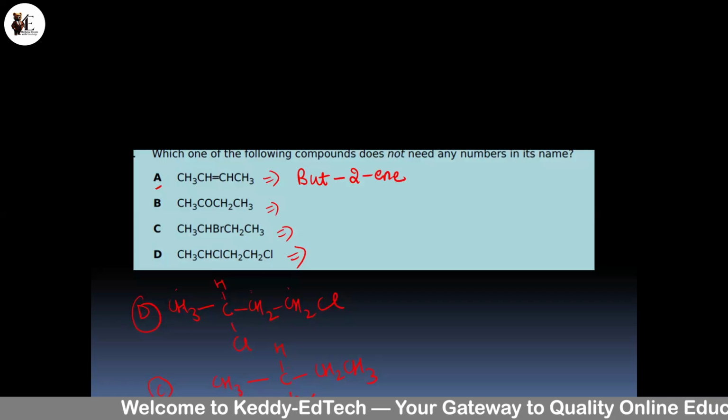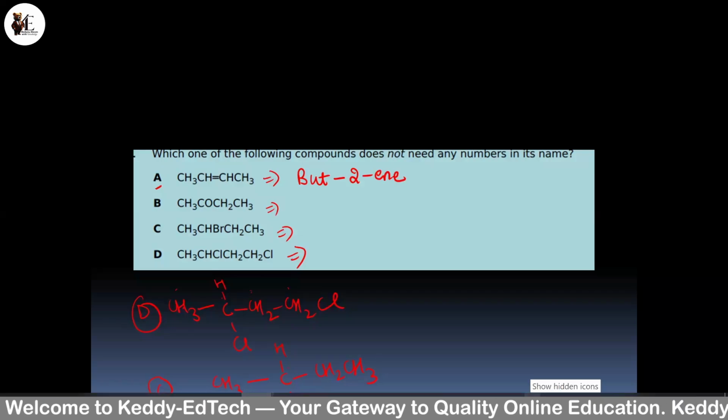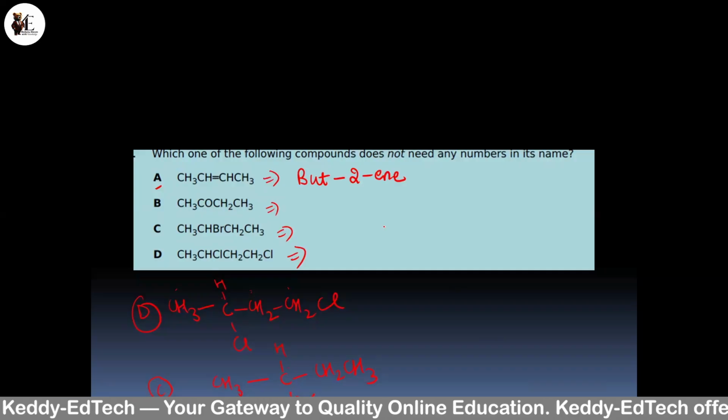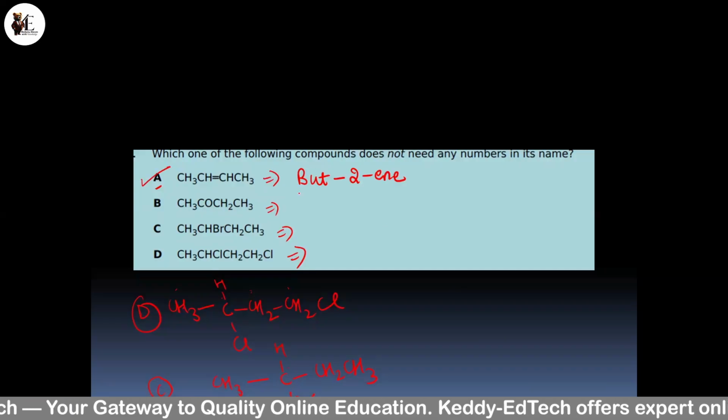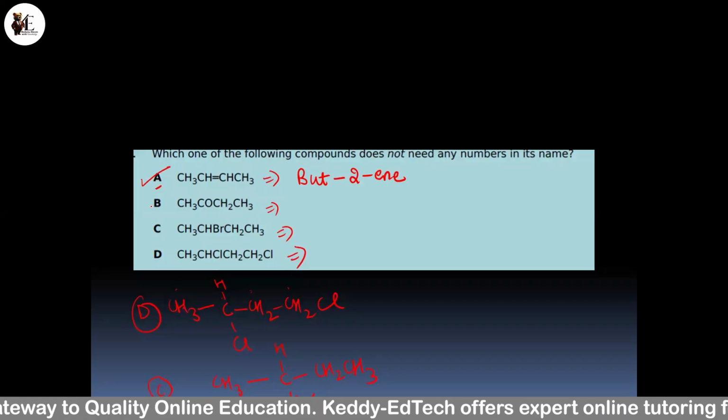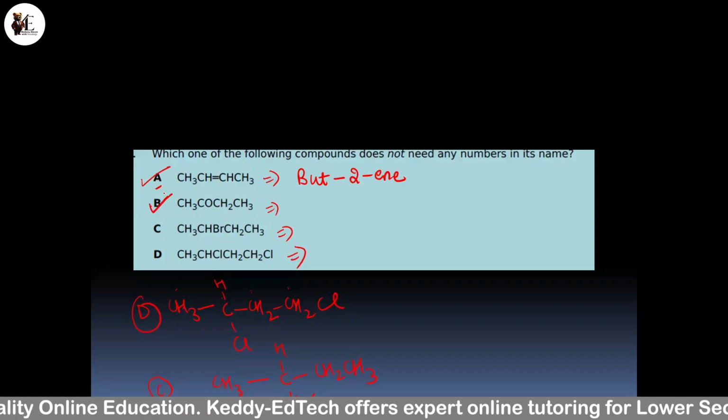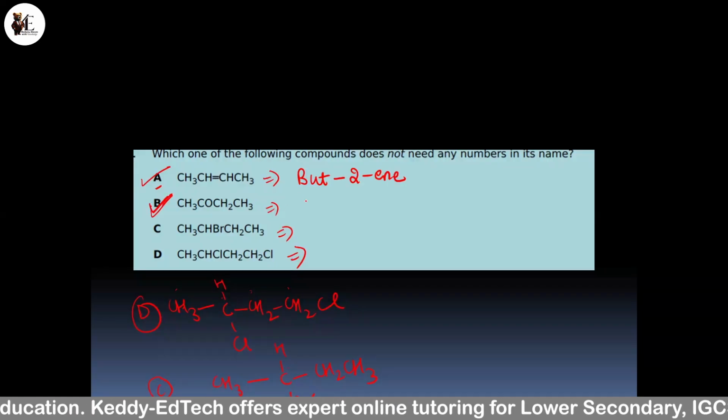But it is what? Symmetrical. The double bond, yes, it is symmetrical. Okay, it is correct, but-2-ene. What is the IUPAC name of the second, B part?